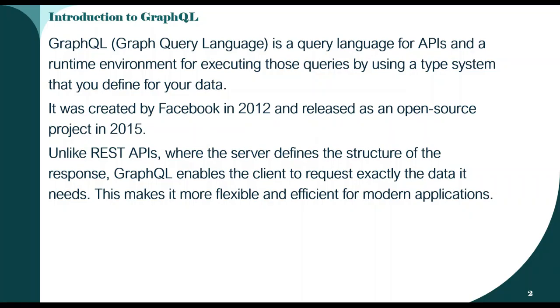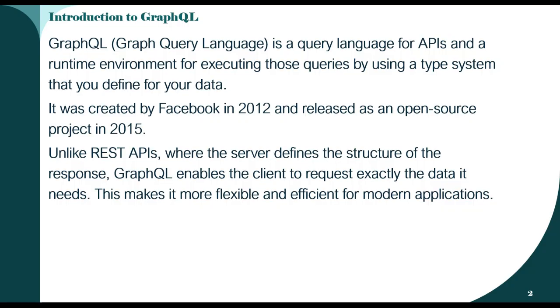It's nothing but a graph query language, right? It's a query language used for APIs, and at the runtime environment it is used for executing queries using the type system that is defined for some data. Let's say you want to retrieve some data: you define some queries, and then at runtime you get that data. That is what exactly GraphQL is about.